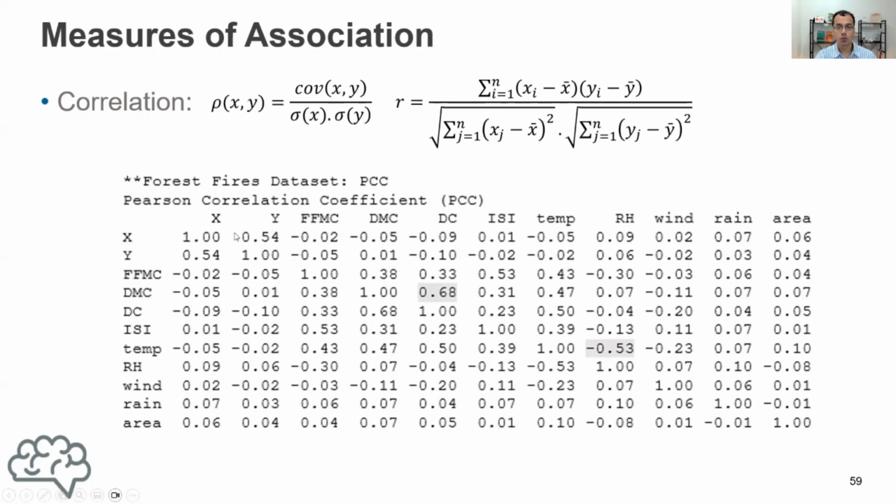And we can also draw some conclusions about some of the variables by looking at this correlation matrix. For example, let's have a look at the case of the variable temperature and the variable relative humidity. This is the largest negative correlation that we have in this table, and this means that the higher the temperature, the smaller the relative humidity, which is somewhat intuitive for us. Higher temperatures imply a smaller humidity in the air.